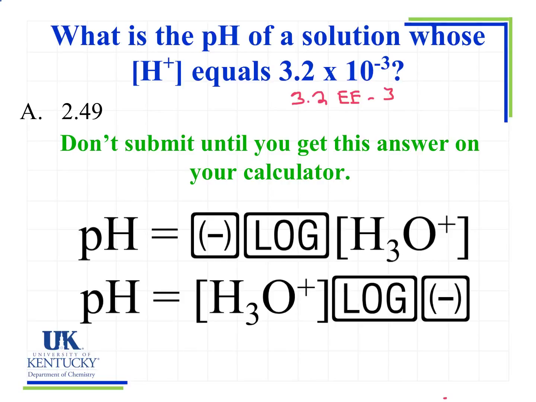We're going to put it in this way because we want to make sure that the calculator is treating it all as one number and taking the log of this number, and not just taking the log of the 3.2. If you get an error message doing that, or it doesn't give you the 2.49, check again. You may need to enter your concentration first, then hit log, and then hit your plus minus sign to change the sign. So play around a little bit, and pause here until you get to this value on your calculator.